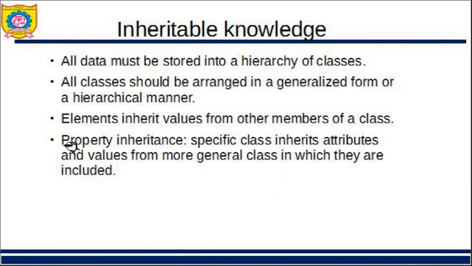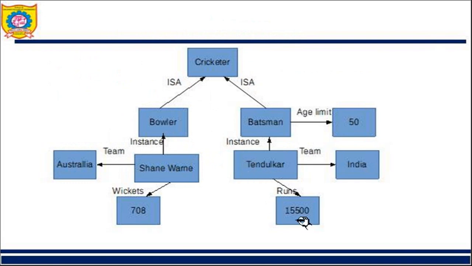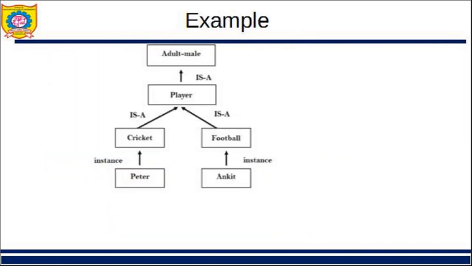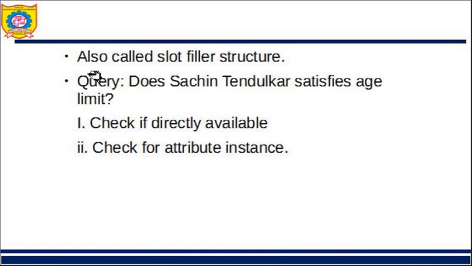Here we come to a very important property, that is property inheritance. A specific class inherits attributes and values from the more general class in which it is included. So with respect to these examples, a specific class can inherit values from the general class. The structure we have just seen is also called a slot filler structure.